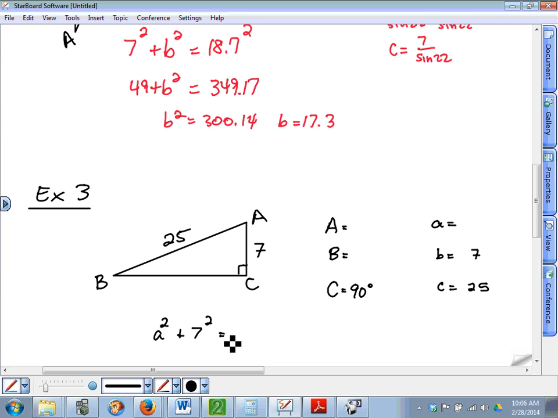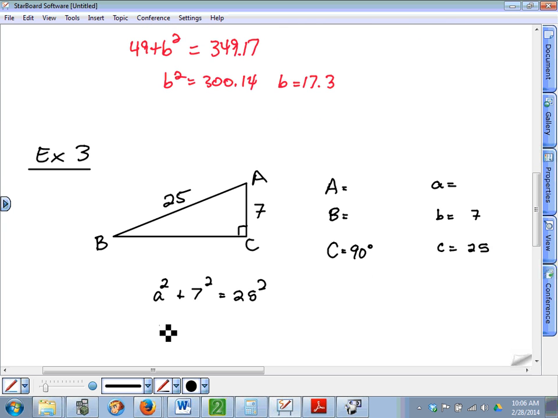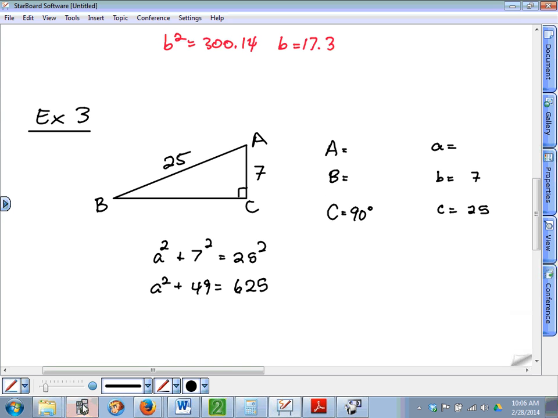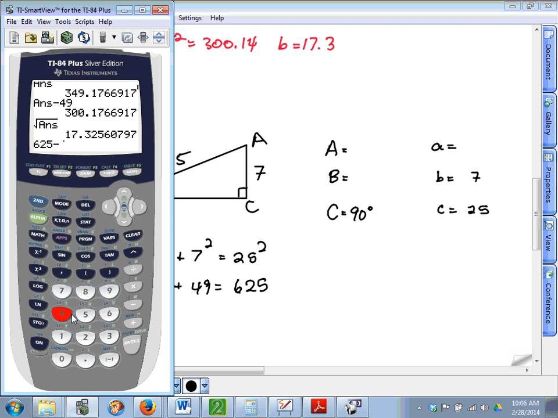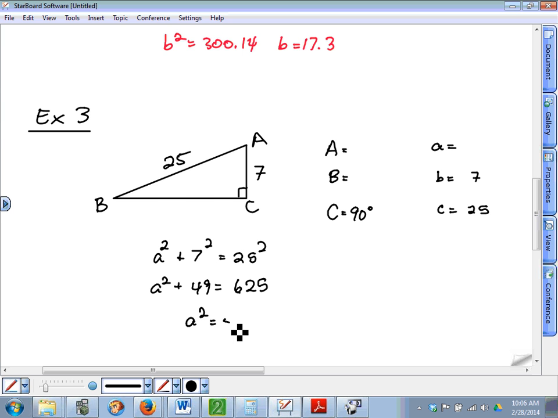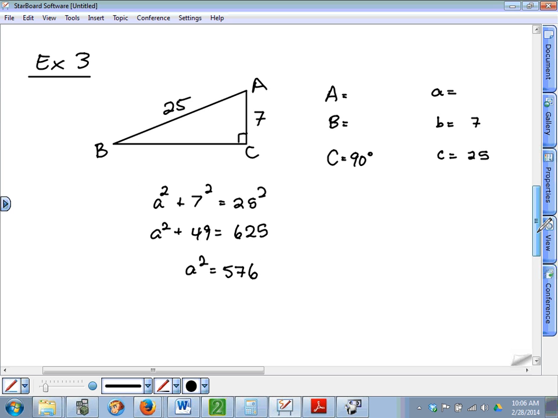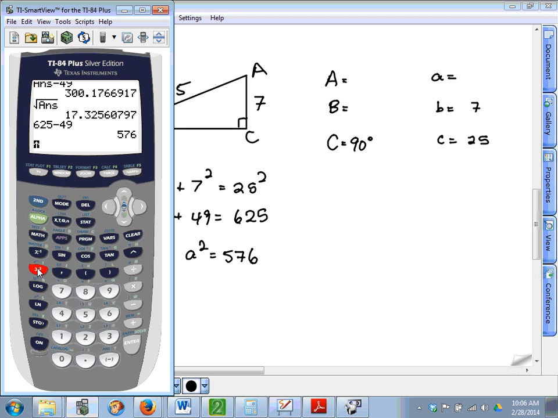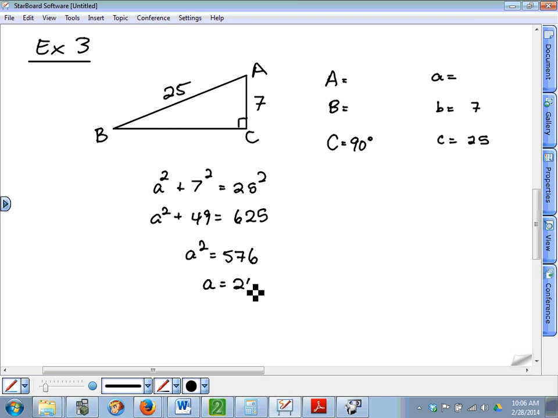A squared plus 7 squared equals 25 squared. That turns into A squared plus 49 equals 625. If you subtract 625 minus 49, you get 576. And then you square root 576, and you get 24 exactly. So the missing side was 24.